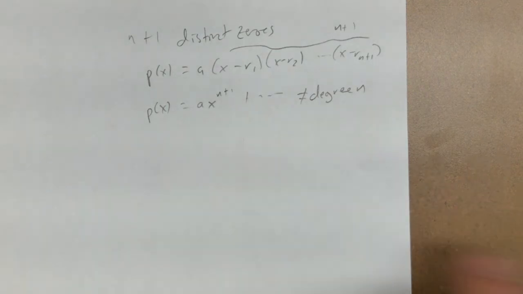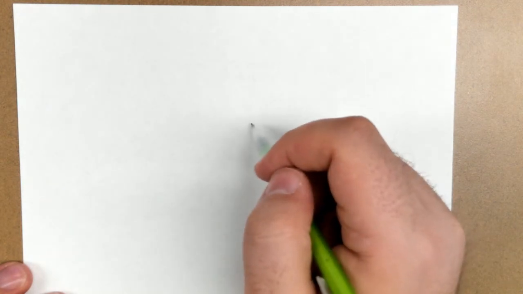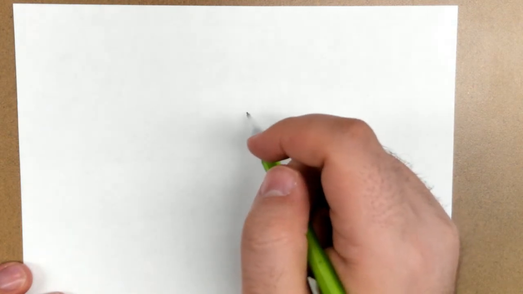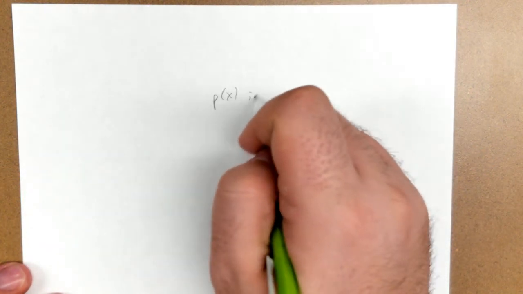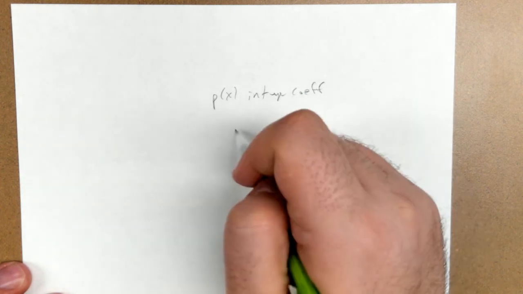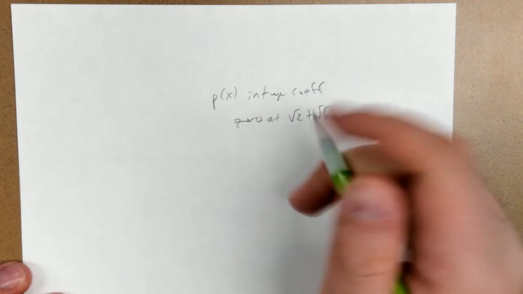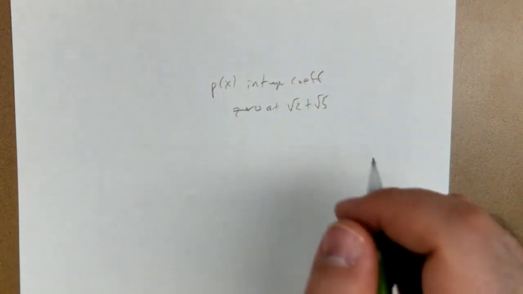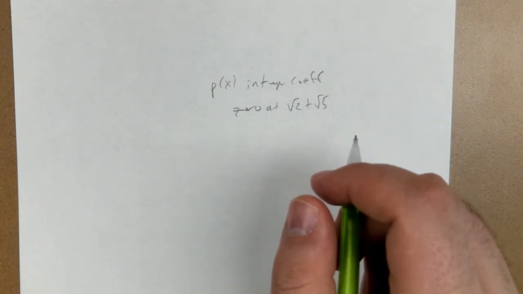Okay, the next one says, find a polynomial with integer coefficients. So we want all the coefficients to be integers, not fractions or irrationals. But it actually has a zero at, so p of x has integer coefficients, but it has a zero at root 2 plus root 5. Okay, well, we're going to create one.